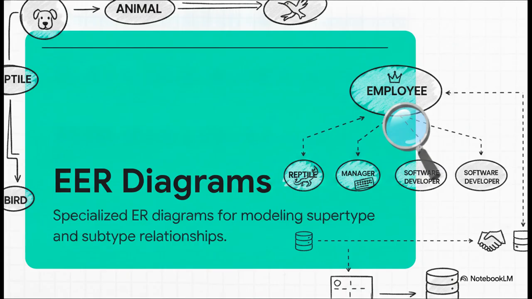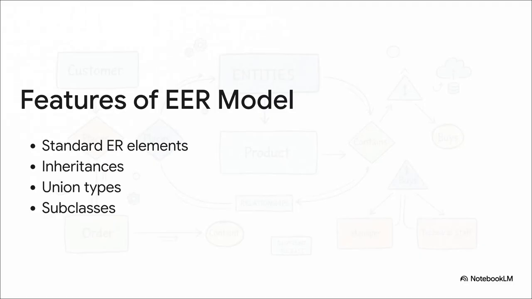Think of it kind of like a biological taxonomy. It lets us take a general entity type, the parent, or what we call the supertype, and meticulously break it down into specialized entity types, the children, or subtypes. Basically, it's a way to perfectly mirror the messy, complex parent-child relationships we see out in the real world directly inside our database.